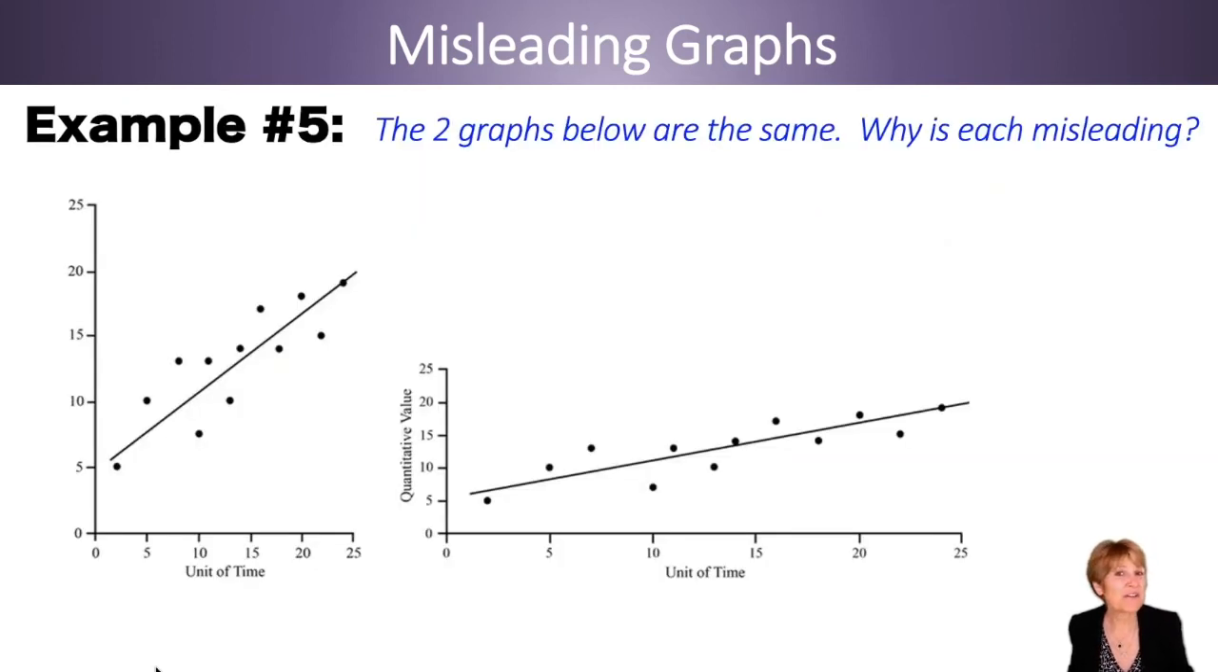Here, these two graphs below are the same. Why are they misleading? Well, we can see across the bottom axis when we stretch it out, it looks like our graph is increasing much more slowly. Here, this distance from 0 to 5 is different from this distance from 0 to 5, so it's stretched out vertically, so it looks like it's increasing much faster that way. So pay attention to the details. Details are important.